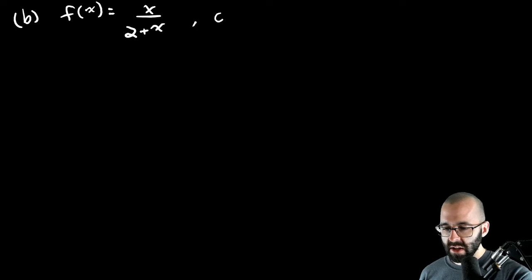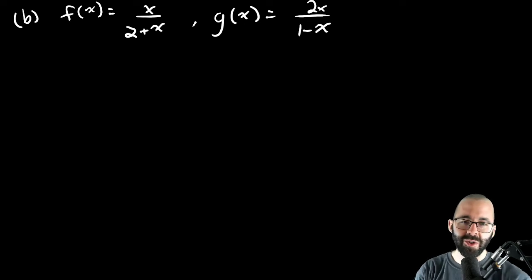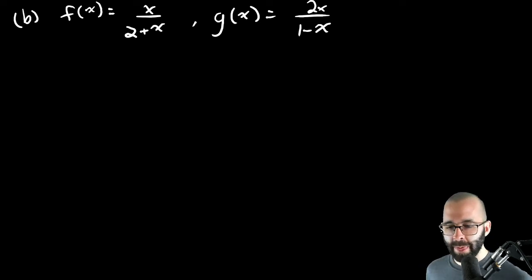Or a bonus question. Verify that these two functions are inverses now. F of x equals x over 2 plus x, and g of x equals 2x over 1 minus x. These are both variations on the reciprocal function, I believe, but it's a little bit more complicated. But I'm pretty sure they are. You'd have to use long division here to really see how they are variations of the reciprocal function. And I'm not going to do long divisions of binomials right now.